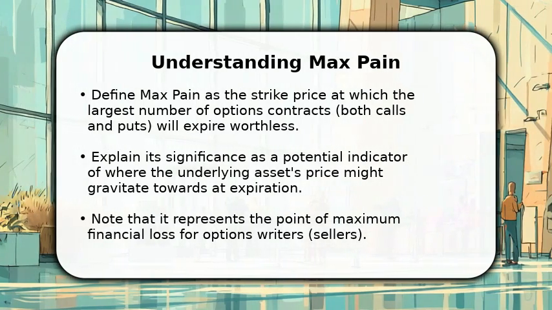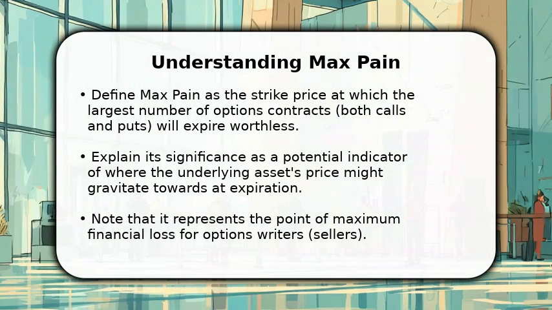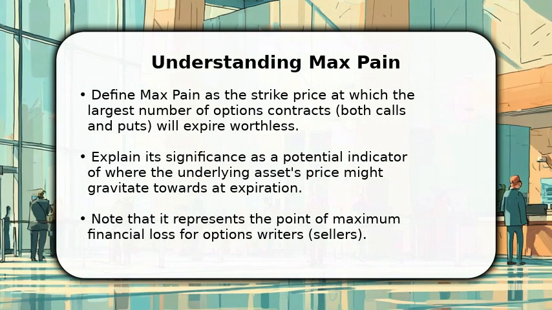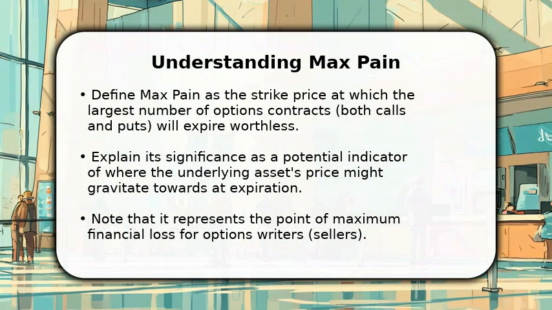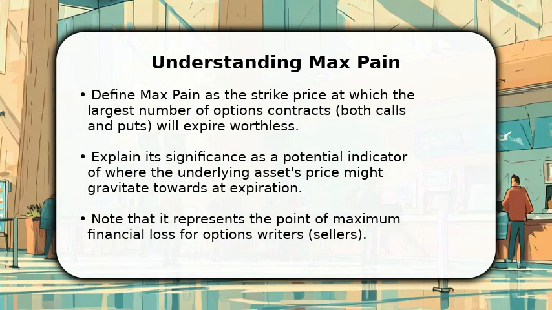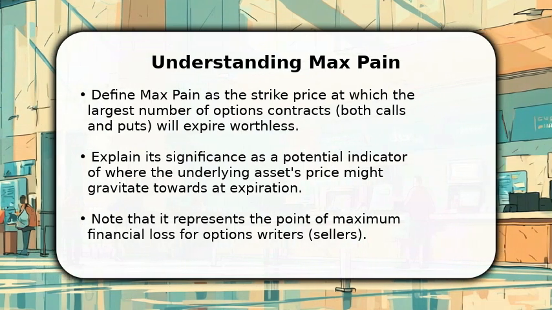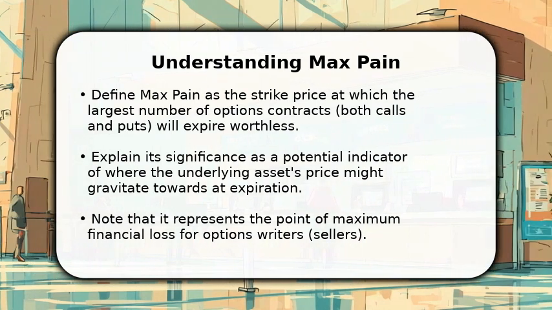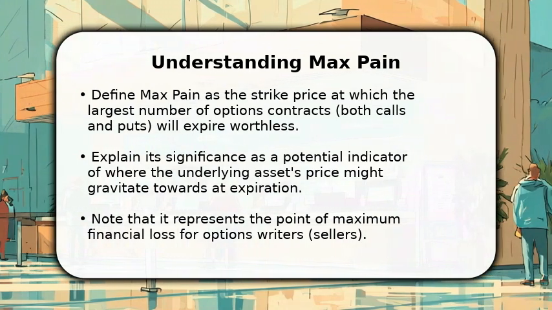Enjoy the video. In this video, I will explain how to use max pain in options. Max pain is a fascinating concept in options trading, representing the strike price where the largest number of options contracts, both calls and puts, will expire worthless. It's essentially the point of maximum financial loss for options writers, or sellers. Understanding this can offer insights into where the underlying asset's price might gravitate as expiration approaches, potentially influencing your trading decisions. We'll delve into its calculation and interpretation.